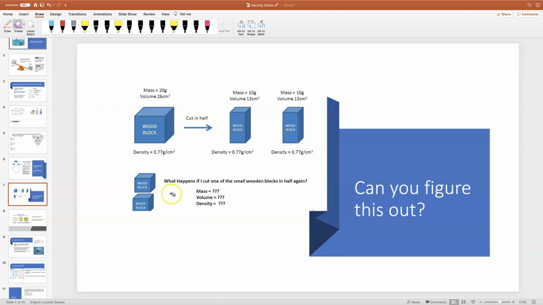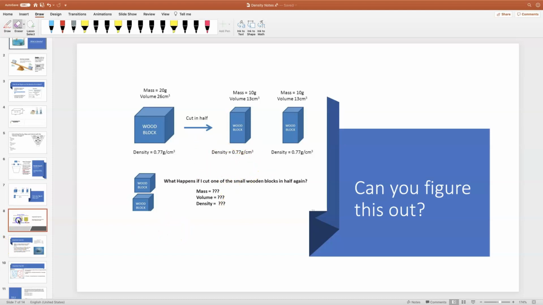Density remains the same. So again, what happens if I cut one of the small wooden blocks in half again? The density would be the same. So the mass might be half, it might be 5. The volume would be half of 13, which would be about 6.5. And again, 5 divided by 6.5 would still give you the density of 0.77.